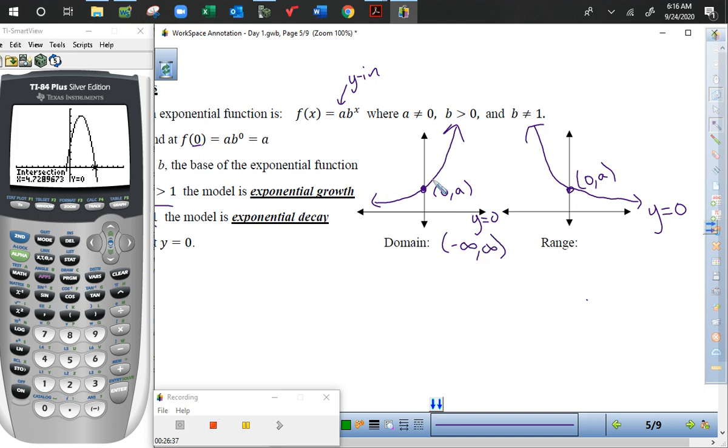And bottom to top, the lowest value on both of these graphs is 0. So it's going 0 to infinity. Okay, remember, we're not including it here because there is an asymptote.